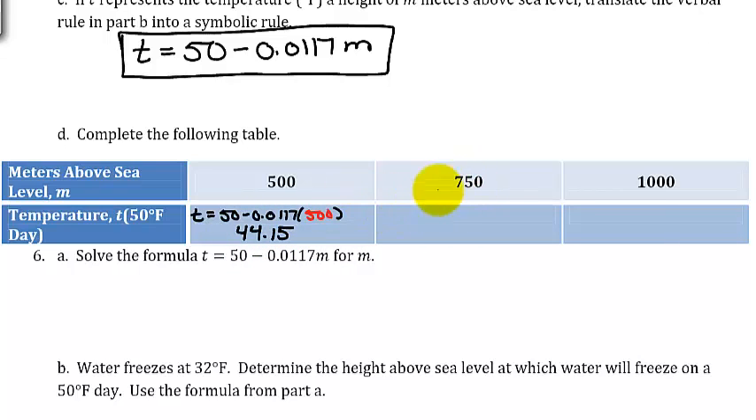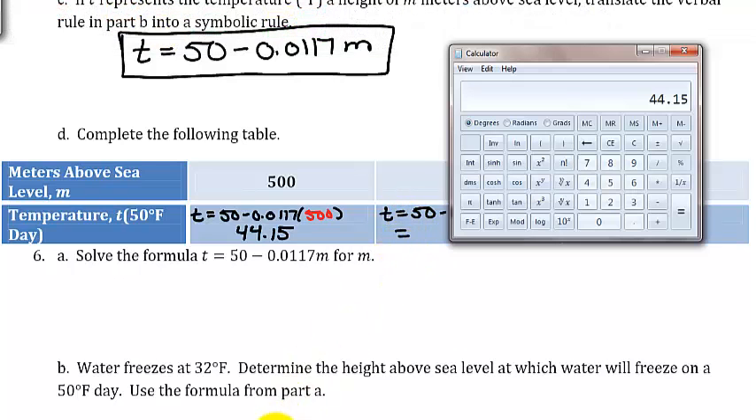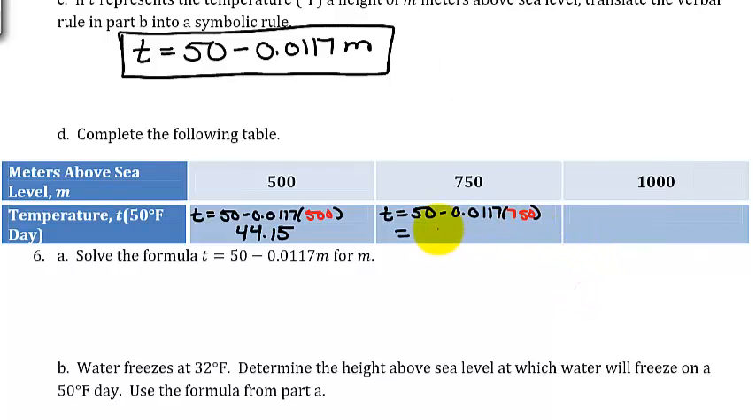And then do the same thing, but plug 750 in. T is equal to 50 minus 0.0117, and then times 750. So that'll be 50 minus 0.0117 times 750, and we get 41.225.